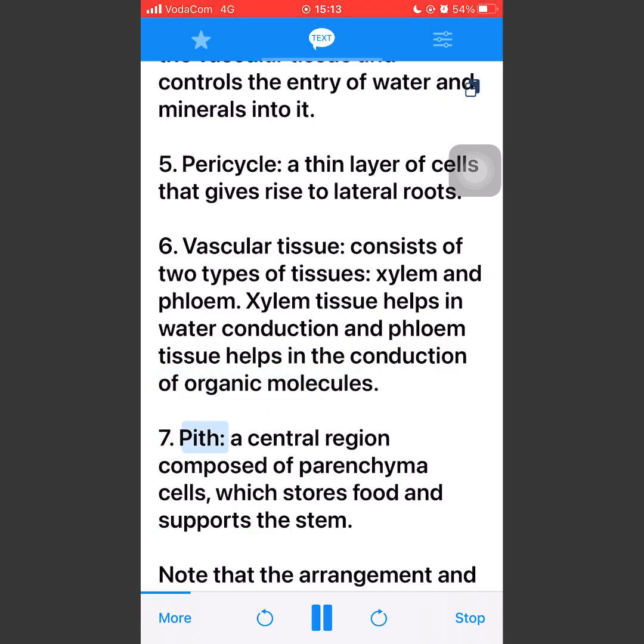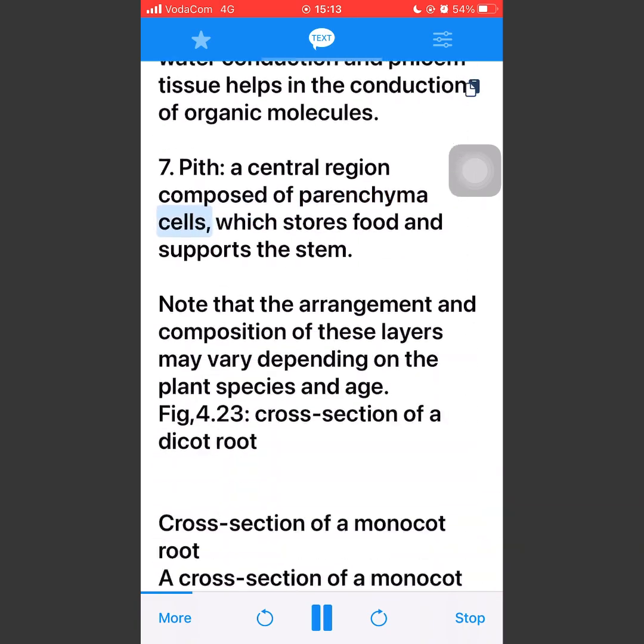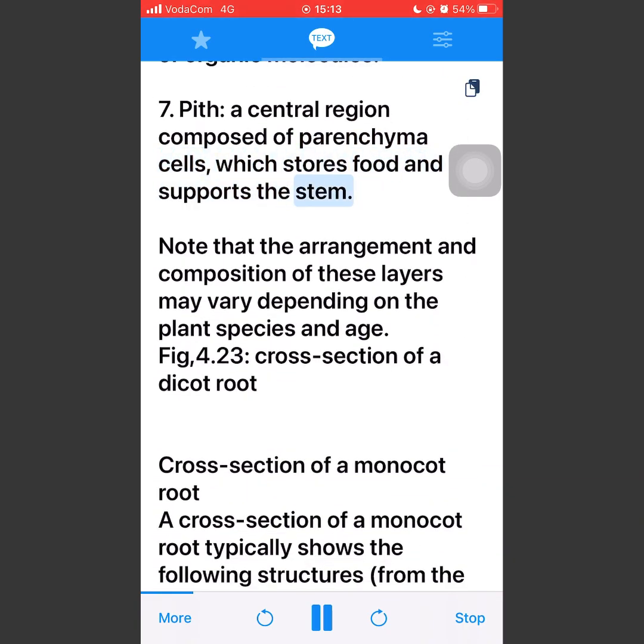7. Pith, a central region composed of parenchyma cells, which stores food and supports the stem. Note that the arrangement and composition of these layers may vary depending on the plant species and age. Fig. 4.23, cross-section of a dicot root.